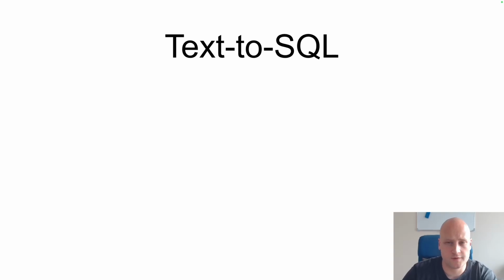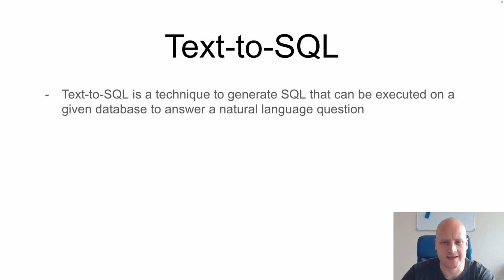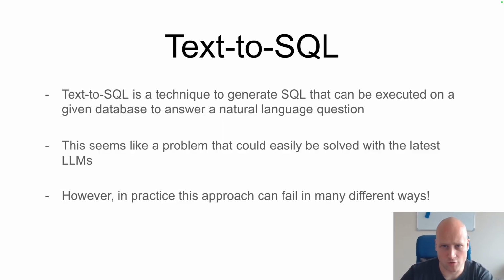In this video, we're going to discuss Text-to-SQL, its limitations, and two techniques we can use to improve the performance of our Text-to-SQL methods. Text-to-SQL is a technique used to generate SQL over a given database from a given natural language question. Given that Text-to-SQL is just translating English to SQL, you would think that modern, state-of-the-art LLMs would be able to solve this quite easily. However, in practice, there are nuanced and varied ways in which this can fail.